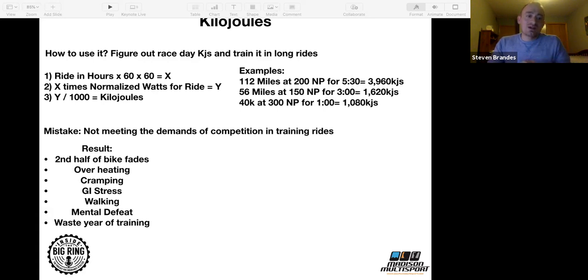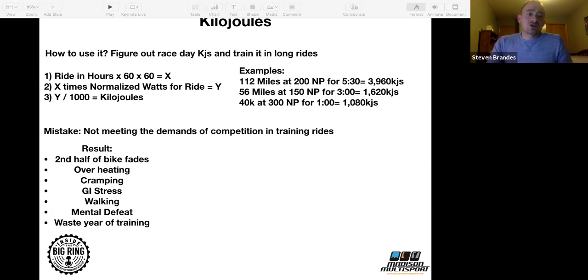But you can do, let's say, a 100-mile ride and add in 4 by 30 minutes of power that's above race power. That's all helping you get to a higher kilojoule expenditure. So you can do shorter duration rides, but with more intensity to get to that point.